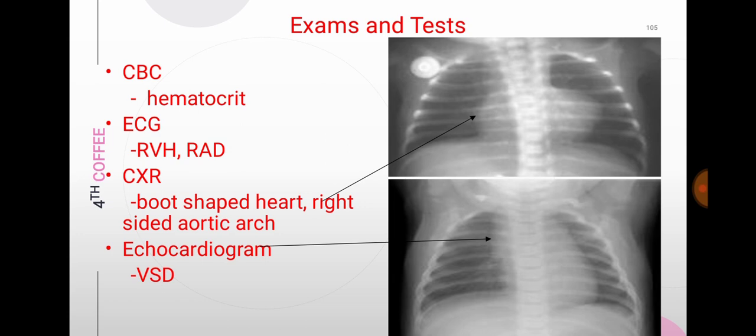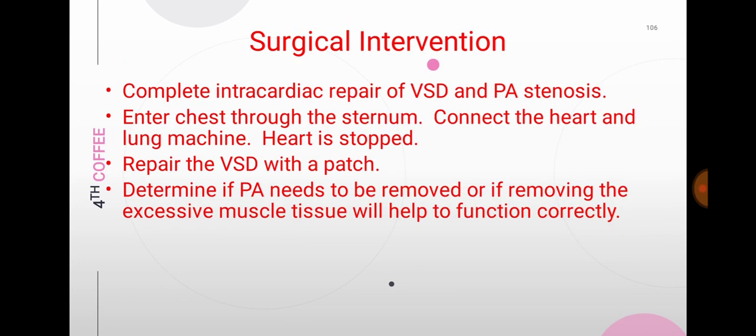Right axis deviation in ECG. So what are the surgical interventions? We have to repair your VSD and your pulmonary stenosis.